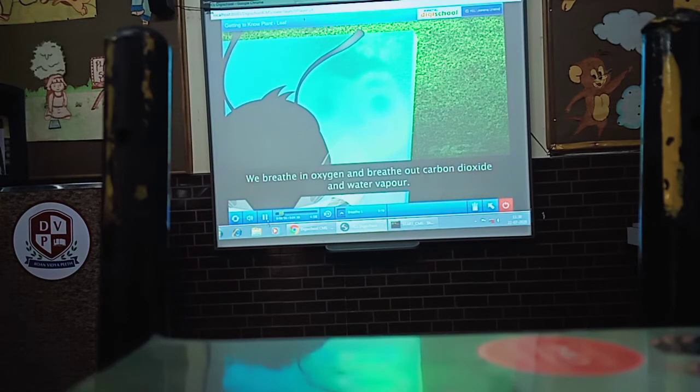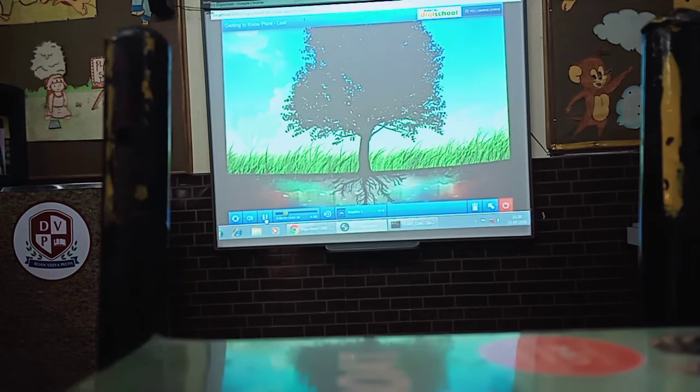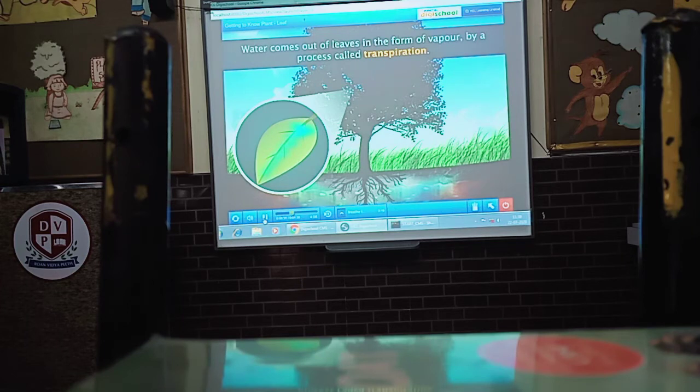When we breathe out, we exhale carbon dioxide and water in the form of vapor. Do leaves also breathe? Trees drink water through their roots and send it up to all parts of the tree through the stem. Leaves use the water they need and breathe out the excess in the form of water vapor. Water comes out of leaves in the form of vapor by a process called transpiration.